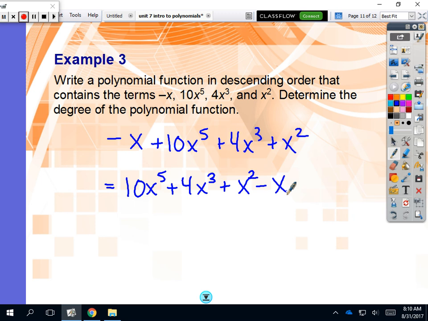What is the degree of this function? Well, that's the highest power, which is 10. And let's take it one step further. The lead coefficient is this 10. Uh-oh. See, I made that mistake. You guys hopefully caught me. The degree is 5, and the lead coefficient is 10.